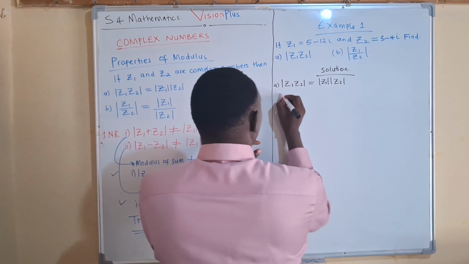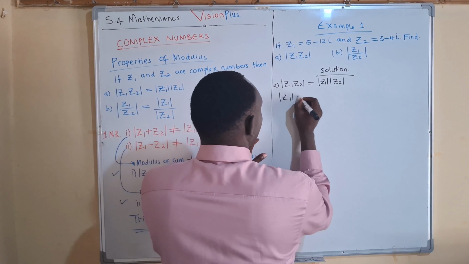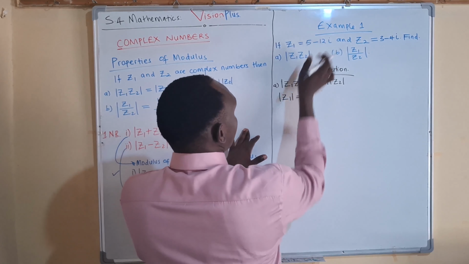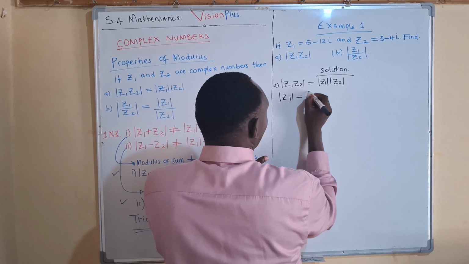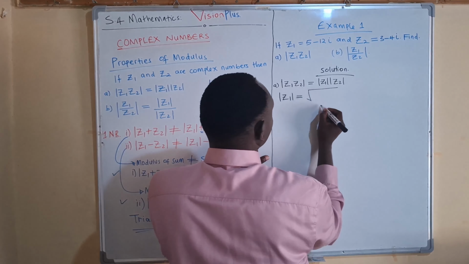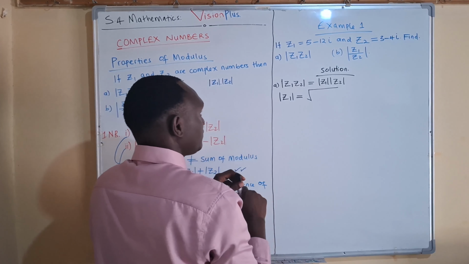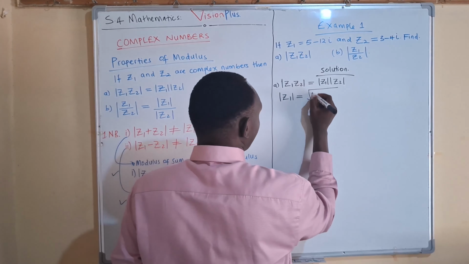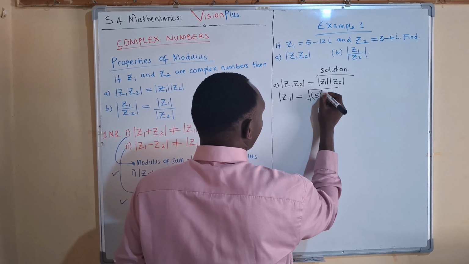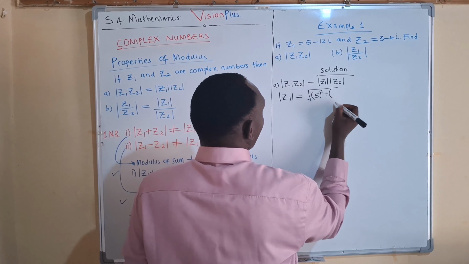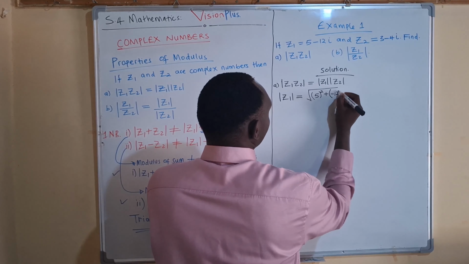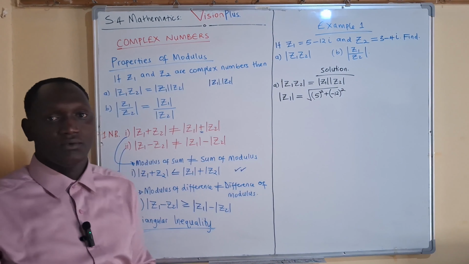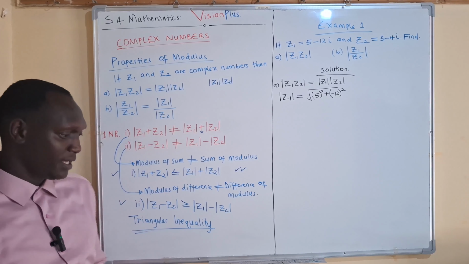This means that the modulus of z1 is going to be the same as, where is z1? Z1 is here, 5 minus 12i. If you are getting the modulus of a complex number, it is the same as the square root of x squared plus y squared. What is x? X is the real part of the complex number, which is 5. I'm sure by now you are okay with this. Plus y, y is negative 12, squared. Y is the coefficient of i, which is on the imaginary side. Remember, y is a real number.